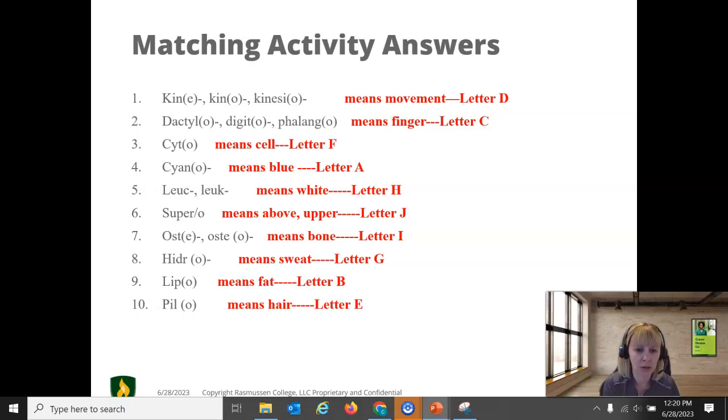Leuko or leuk means white, letter H. Superio means above or upper, that was letter J. Osti or osteo means bone, that was letter I. Hydro means sweat, letter G. Lip or lipo means fat, letter B. And phil or philo means hair, letter E.